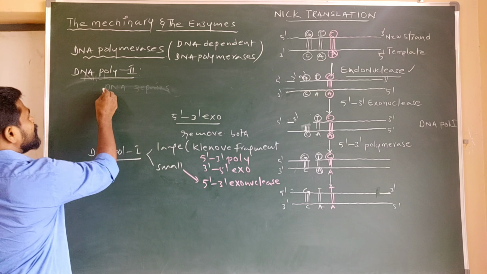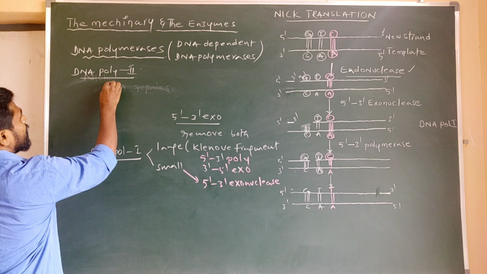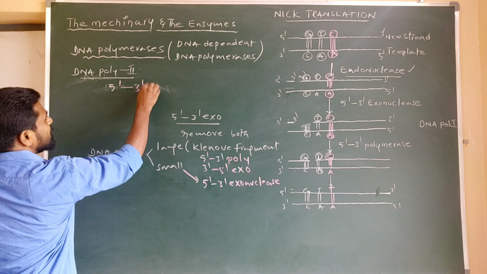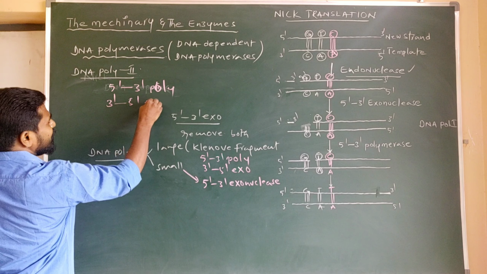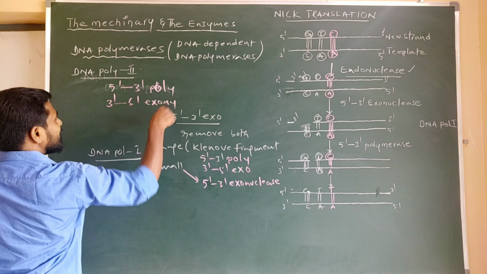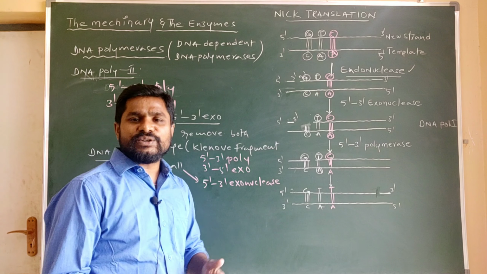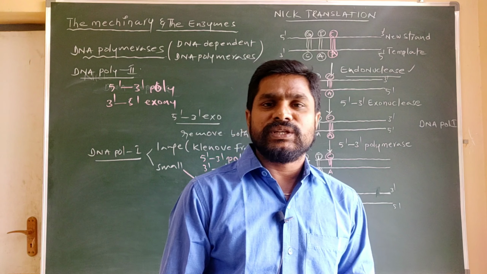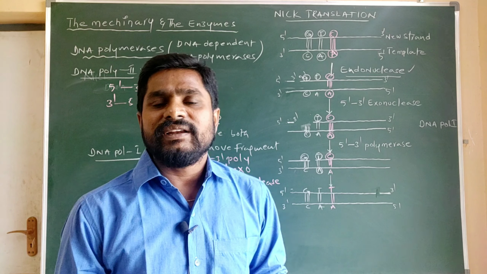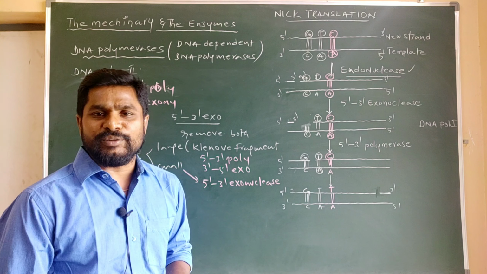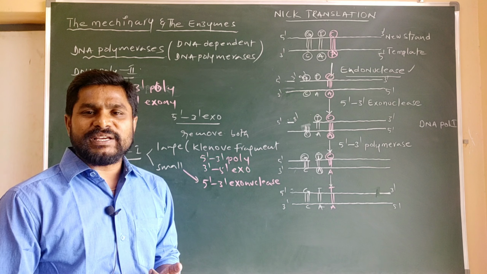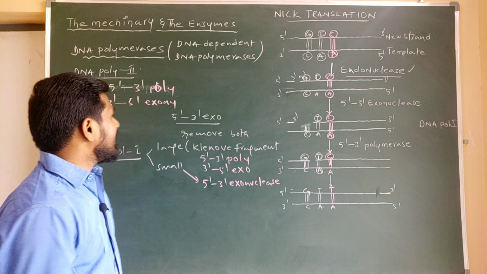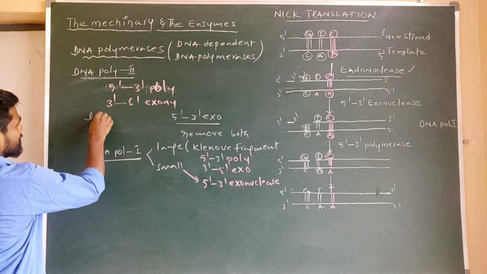DNA polymerase 2 also shows two activities, that is 5' to 3' polymerase activity and 3' to 5' exonuclease activity. The function of this DNA pol 2 is the synthesis of short segments of DNA, because the polymerization capacity of DNA pol 2 is very low compared to other types of DNA polymerases, so it never directly involves in the replication mechanism, but it involves in DNA repair mechanisms.